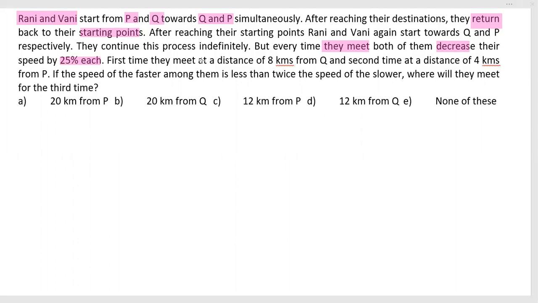First time they meet at a distance of 8 km from Q. This is the first meeting, 8 km from Q. And the second time at a distance of 4 km from P. If the speed of the faster among them is less than twice the speed of the slower, where will they meet for the third time?